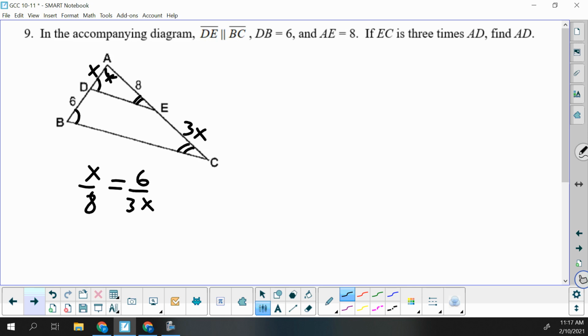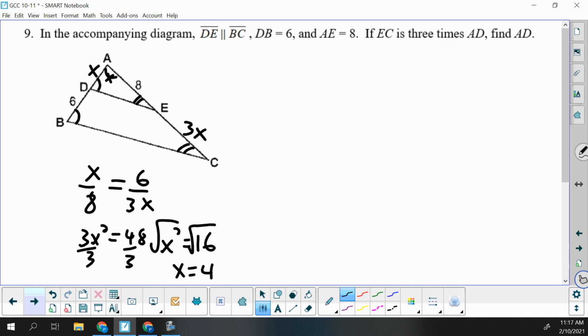If we cross multiply and solve this, we would get 3x squared equals 48. If we divide by 3, we'd get x squared equals 16. And then take the square root, we'd get x equals 4. See what they wanted us to find? They wanted us to find AD, and that's what we called x, so we're in good shape.